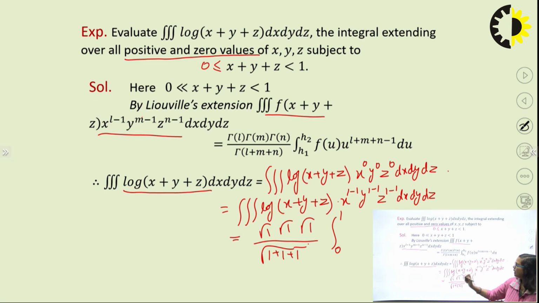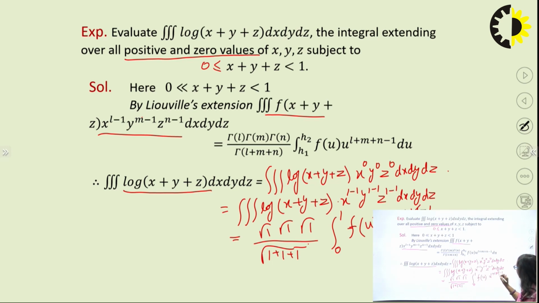F of u means whatever is my function. In place of x plus y plus z, I have to take this equal to some u. So in place of u, suppose I take the value as t. So I write it as f of u, or you can take u also, f of u into u to the power L plus M plus N minus 1. I know each of L, M, N is 1 here. So I write this as u to the power 1 plus 1 plus 1 minus 1 into du. So that's how we use the extension over here, converting this triple integral into a single integral.